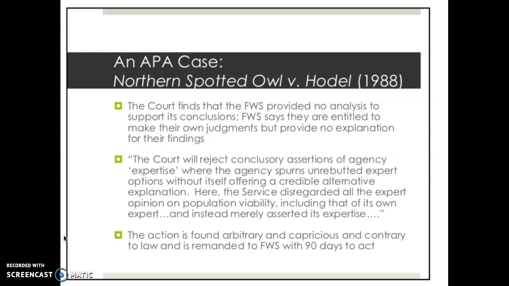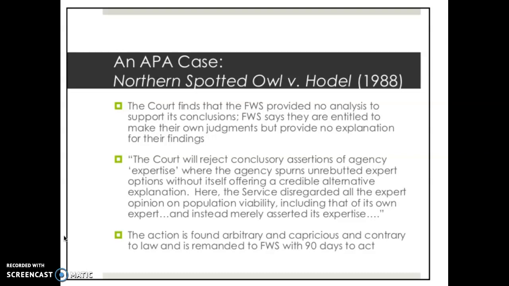So the court will reject conclusory assertions of agency expertise where the agency spurns unrefuted expert opinions without itself offering a credible alternative explanation. So why not list? Hence the service disregarded all the expert opinion on population viability, including that of its own expert, and instead merely asserted its expertise. So it's kind of being arrogant in this and just making a decision without any kind of basis.